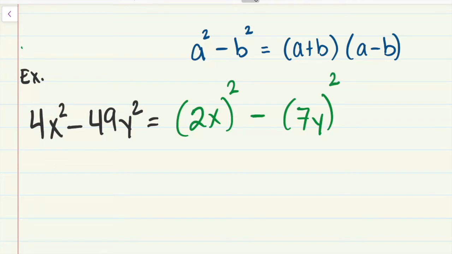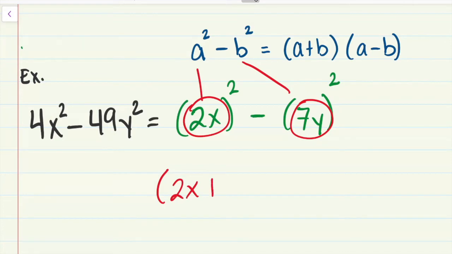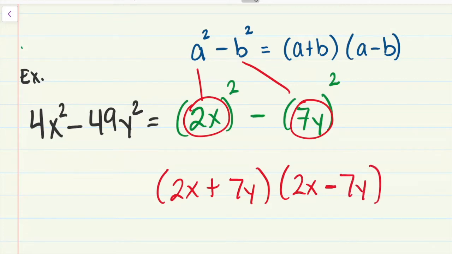So you realize, hey, I think I found my a, it's all of this. I think I found my b, it's all of this. So if I use the little shortcut, the little formula, my factors are basically 2x for my a, plus b, which is 7y. And the other one would be 2x for my a, minus 7y for my b. And if you were to do FOIL, you would get the same thing over here.